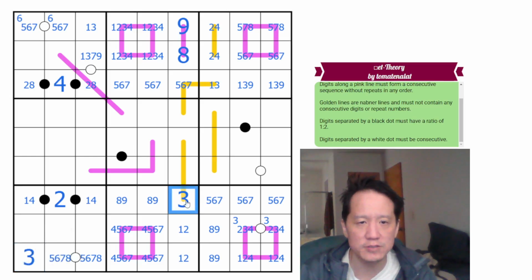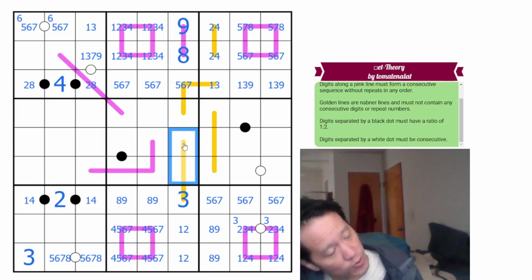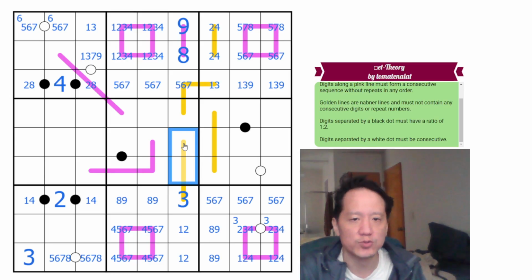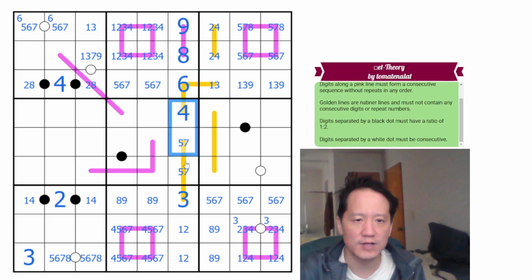We celebrate. The remaining digits on the Nabner line, well, you can't have a 4. So it has to be 2 out of 5, 6, and 7. Well, if you have a 6, obviously none of those work, so this must be specifically 5 and 7. So this is 5 and 7, which eliminates 5 and 7 from the rest of the row because it's a 5, 7 pair, which makes this a 6, and therefore that's a 4 that's left over.